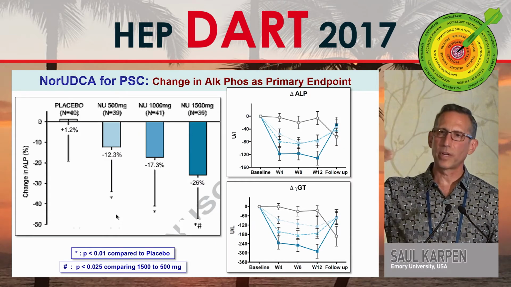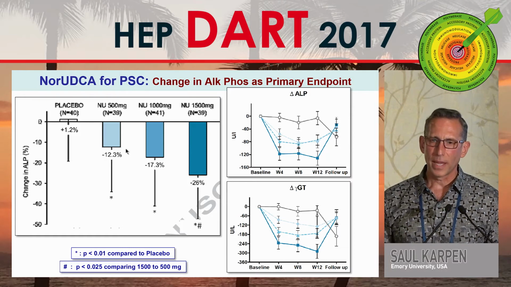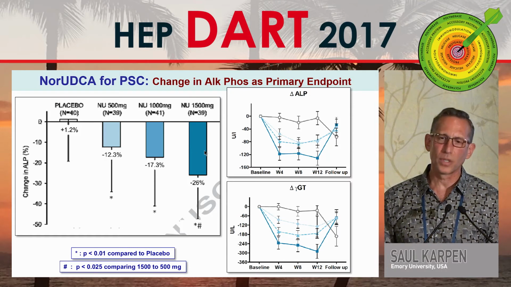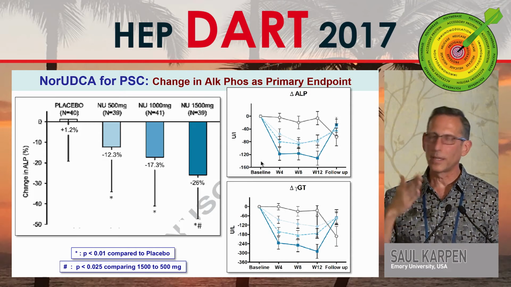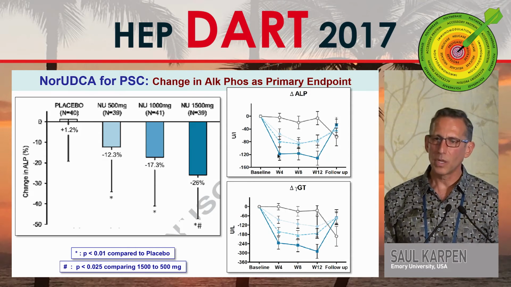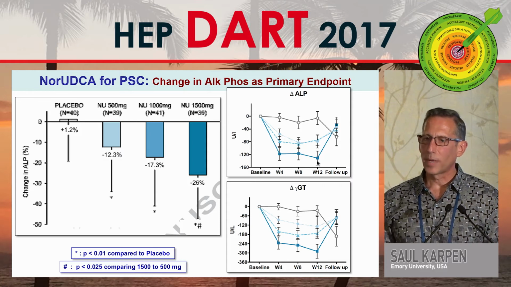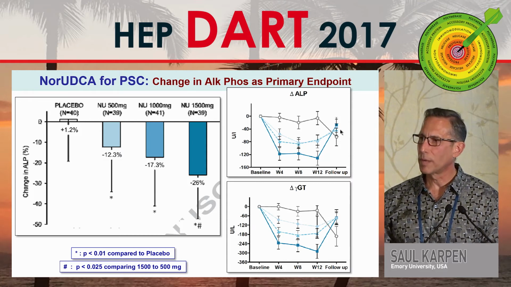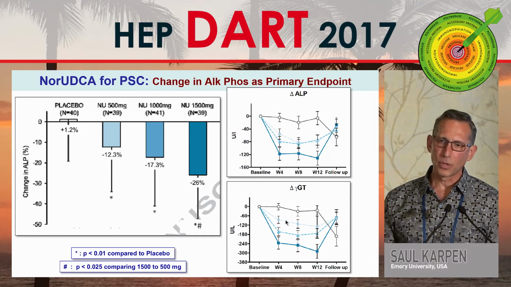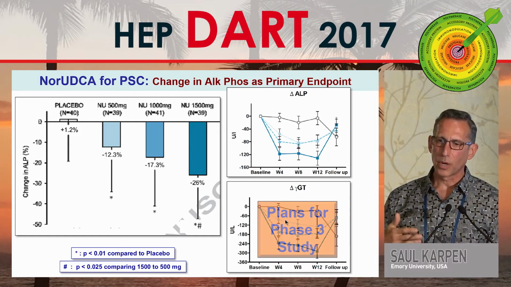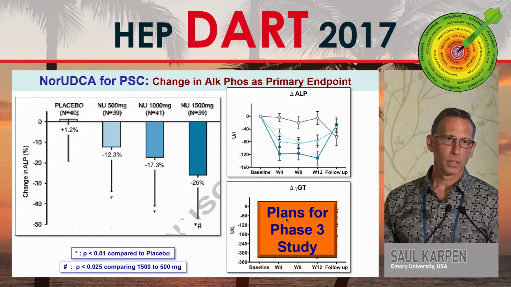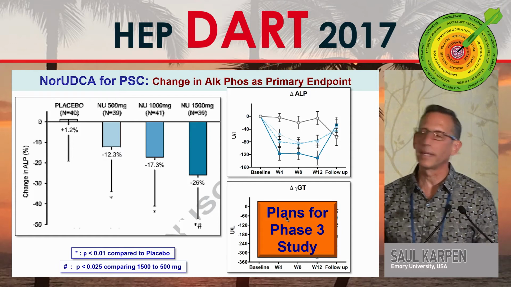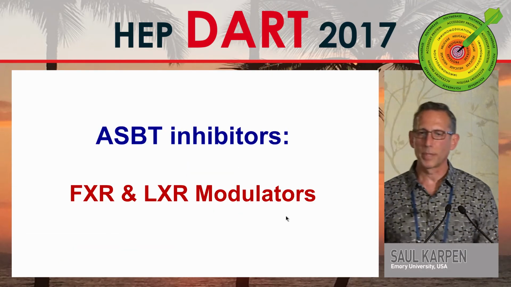Again, here, alkaline phosphatase is your endpoint, and at 500, 1,000, and 1,500 of Norurso, here are the changes in alkaline phosphatase. If you like it in a different format, the graph goes way down by week 12, and if you stop the drug, it comes back up. GGT also goes down, and because of this, there are now plans for a phase 3 study for Norurso. We and others are trying to figure out actually how this works. So here's going to be a new bile acid-based drug in our armamentarium.